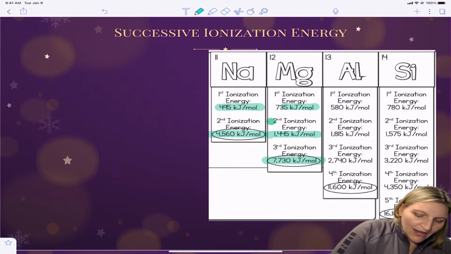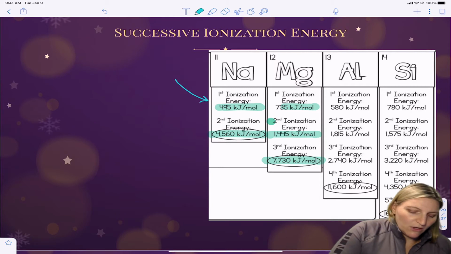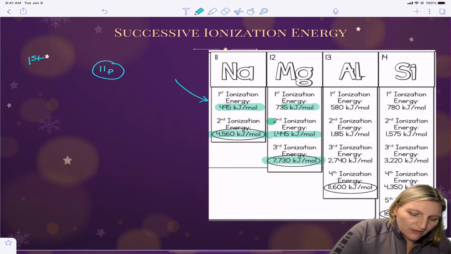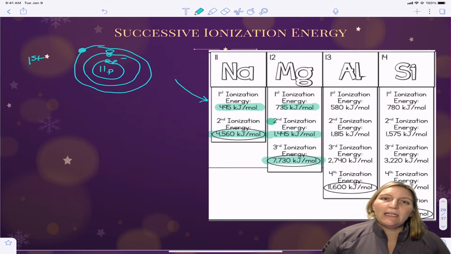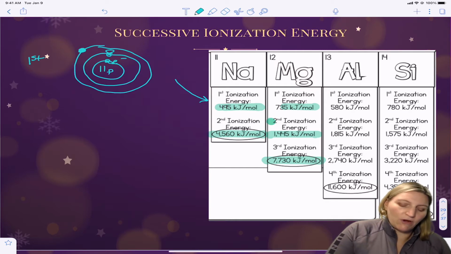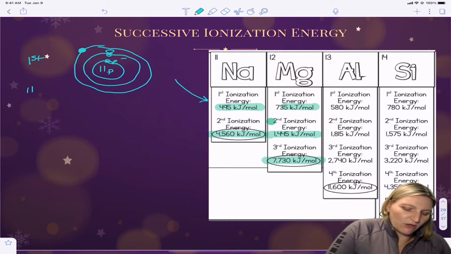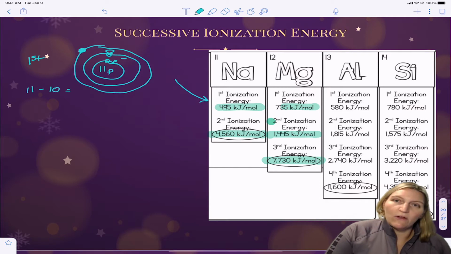Right? If I'm looking at, let's just say, sodium, removing the first electron, you would have 11 protons in the nucleus. You would have 2 electrons in the first energy level, 8 electrons in the second energy level, and that 1 electron in the third. So what is the Z effective of sodium removing that first electron? Well, you would have the number of protons minus the number of core electrons, so the Z effective is 1.